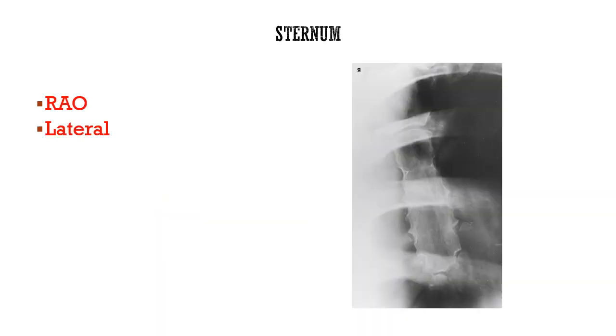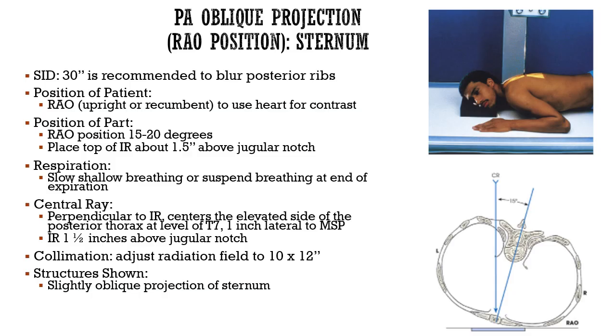On the sternum, we only have 2 projections. That's an RAO and a lateral projection. The image that we see here is an RAO. So the PA oblique projection, RAO position of the sternum, we're going to recommend 30-inch SID to blur the posterior ribs. That's not always performed. Sometimes individuals just do the breathing technique. The RAO position is preferred to use the heart for contrast.